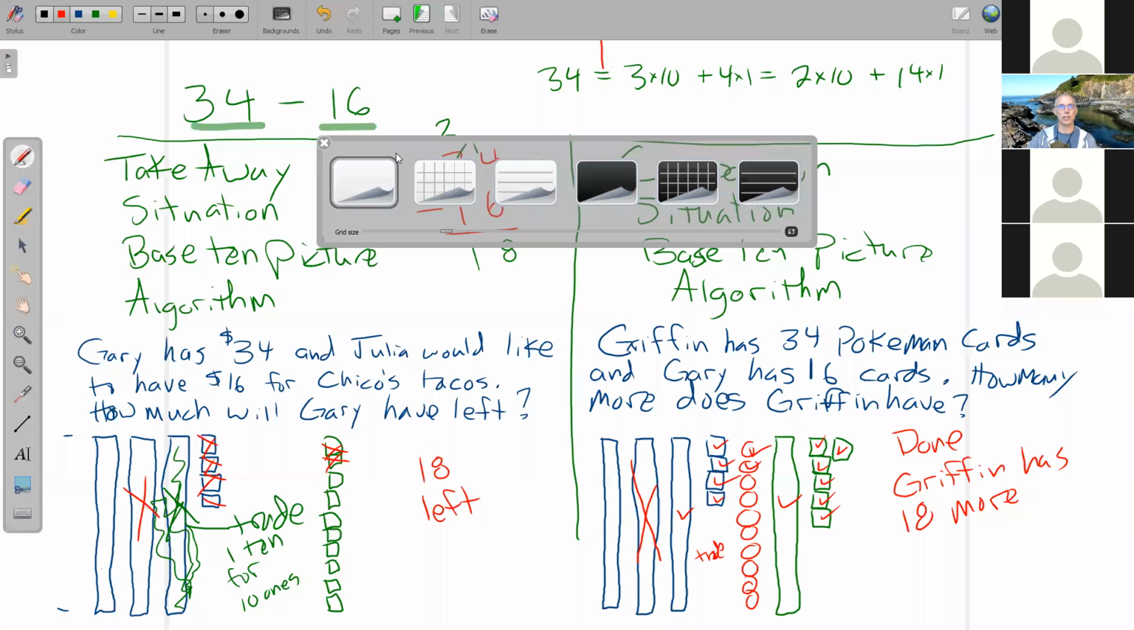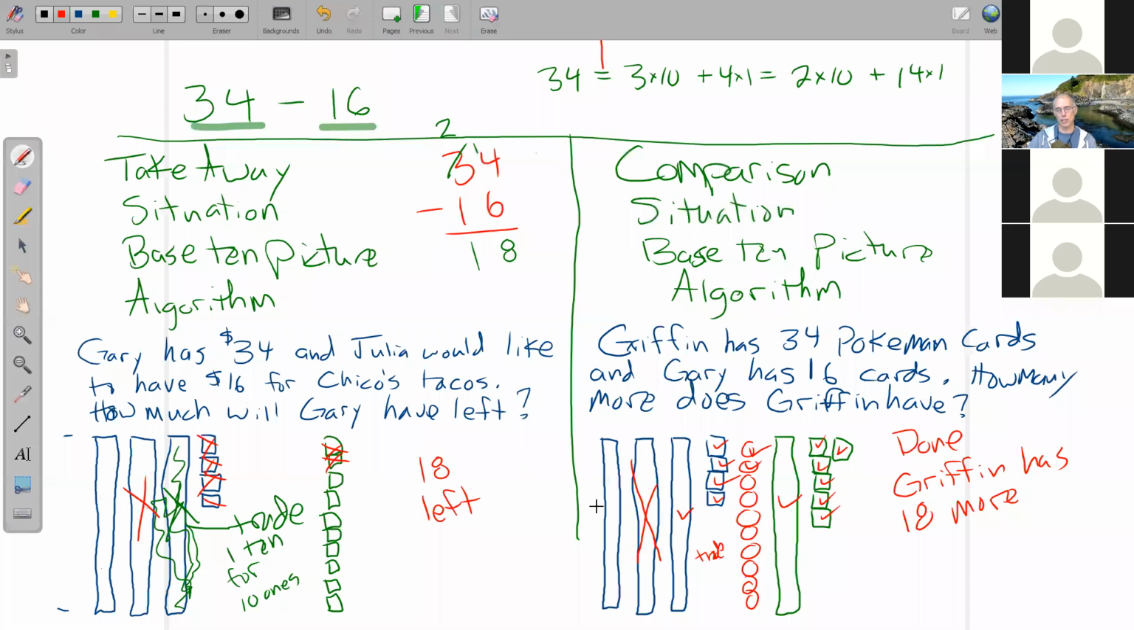Share. There we go. Okay, so no grid. So I can't pull a 1 out of here because there's no 1s to take unless I go to the bank and trade in that 1 10 for 10 1s. So a variety of things.